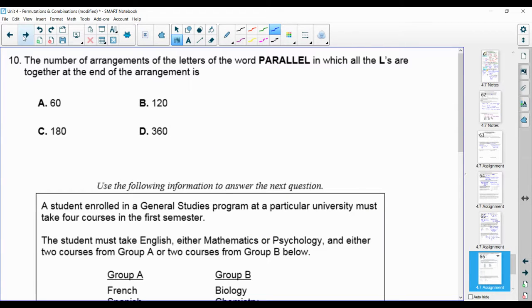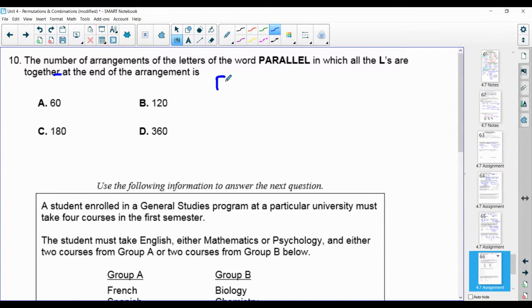All right, question number 10. The number of arrangements of the letters of the word parallel in which all of the L's are together at the end of the arrangement. So this is similar to our monotonous question where we're grouping all the O's, but this one has now gone one step further in that we're told not just that they have to be grouped, but they have to be grouped in a specific spot.